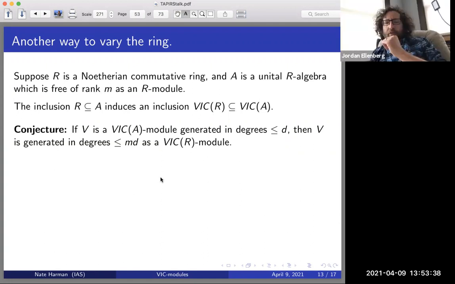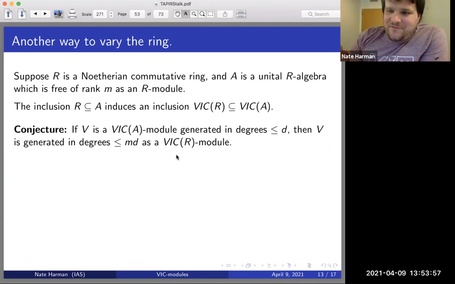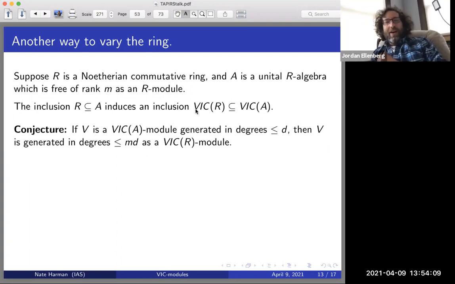Nate, is that inclusion drawn the opposite way? If I have a VIC(A) module, I can forget about A and just think of it as a VIC(R) module. I just want to make sure you say R is included in A. So R is included in A gives me a restriction map from VIC modules in the other direction. Yeah, so this is an inclusion of the category VIC, but the functor goes the other way. Oh, I understand. Now I got it. Yeah, it's the category, not the category of modules.